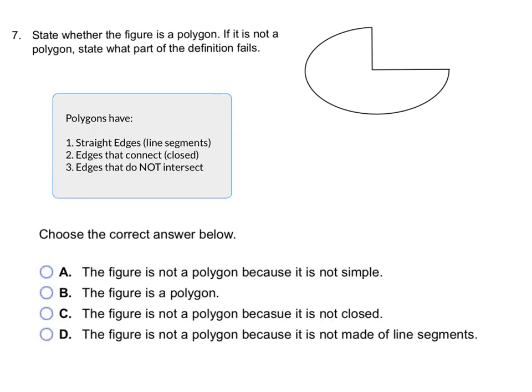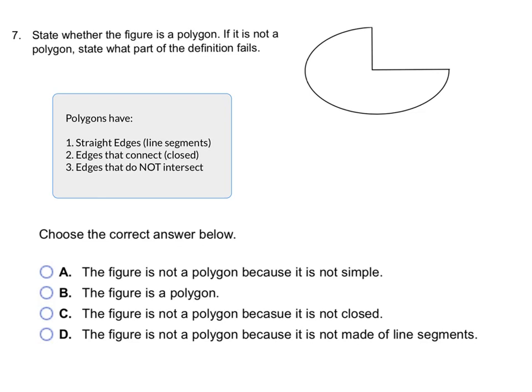Polygons have three characteristics. In order for a shape to be a polygon, the polygon must have straight edges, which are also called line segments. Second, the edges must connect. If all the edges connect, then this is called a closed polygon or a closed shape, and all polygons must be closed.